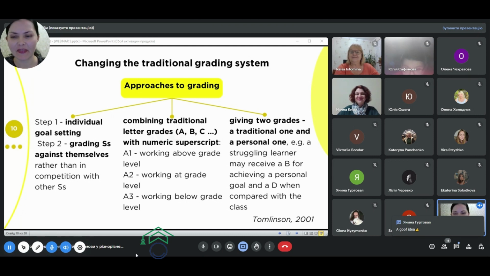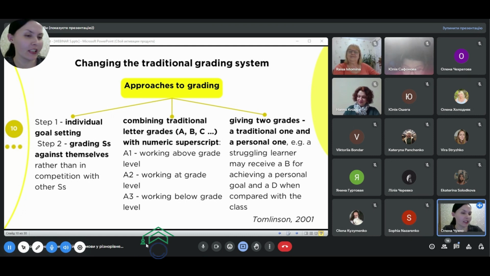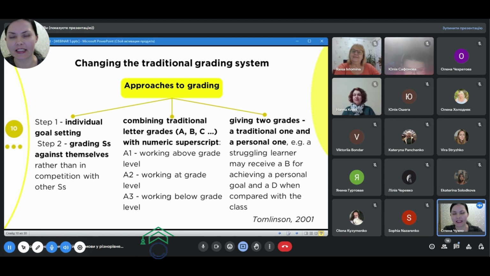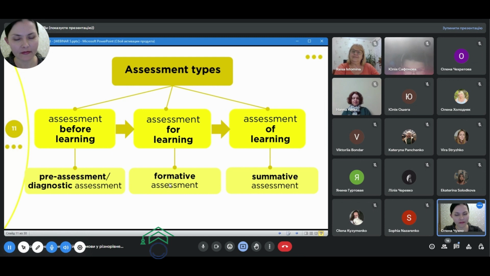Okay. Thanks. So you may do that informally, just a couple of ideas. Let's go on. In any classroom, you can use three types of assessment you're familiar with.